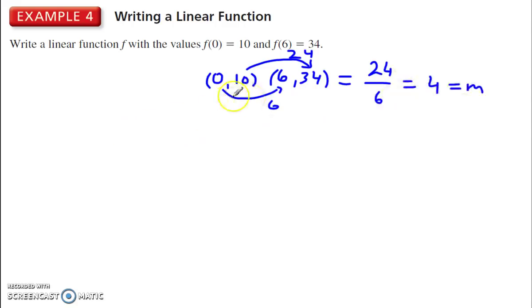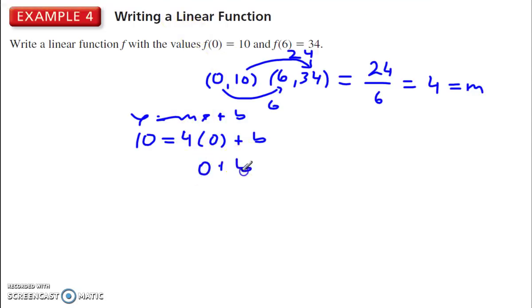Now that I know the slope, we're going to pick a point. My favorite point is the one with the 0, so that's what I'm going to pick. 10 is equal to 4, which is my m. Okay, y equals mx plus b, just so you can see what I'm doing here. Plug in the 0 for the x, plus b. So I have 4 times 0, plus b. I have 0, that's why I picked that point, plus b. So b is 10. And therefore, y equals 4x plus 10.